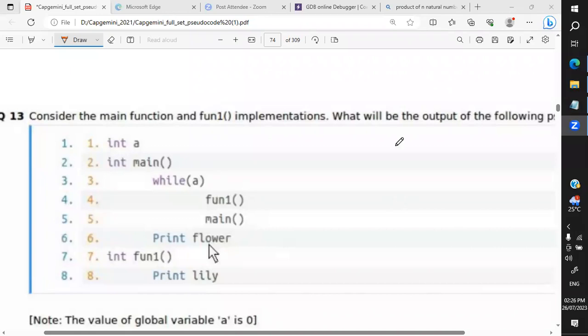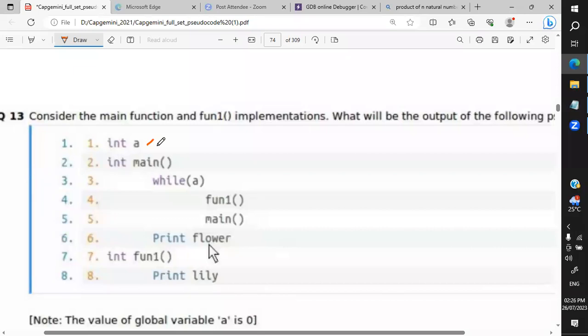Okay, I hope everyone got the answer. It's not a difficult one. It's a very simple one. Error or infinite loop. Okay, boys and girls, I have taken int a before the main function. Now, if you take a variable before the main function, what is that variable called? Boys and girls, if you take a variable outside the main function, it is called a global variable.